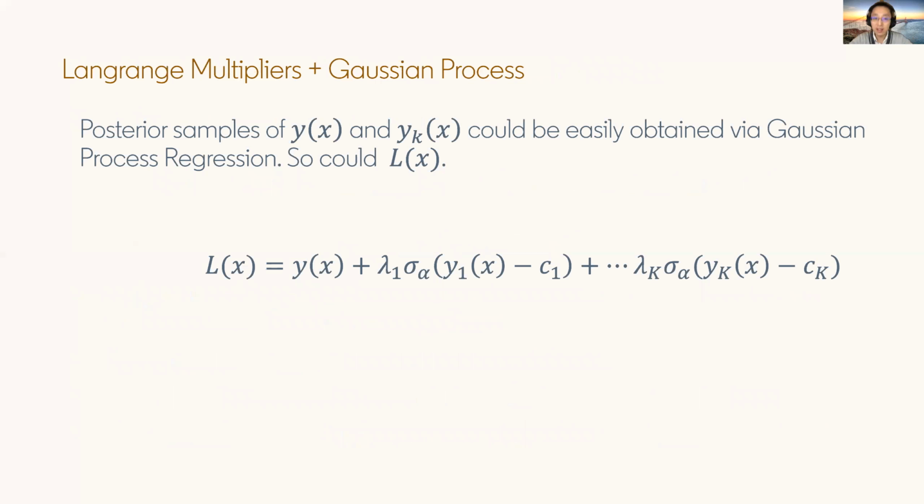Recall that after fitting the Gaussian process, we can generate posterior samples of Yx and Ykx. Therefore, we can generate samples from Lx. In this way, we combine the Lagrangian multipliers and the GP to solve the nonlinear optimization problems. The next step is to obtain the optimal value from Lx. So this also falls into the routine, the Bayesian optimization region.